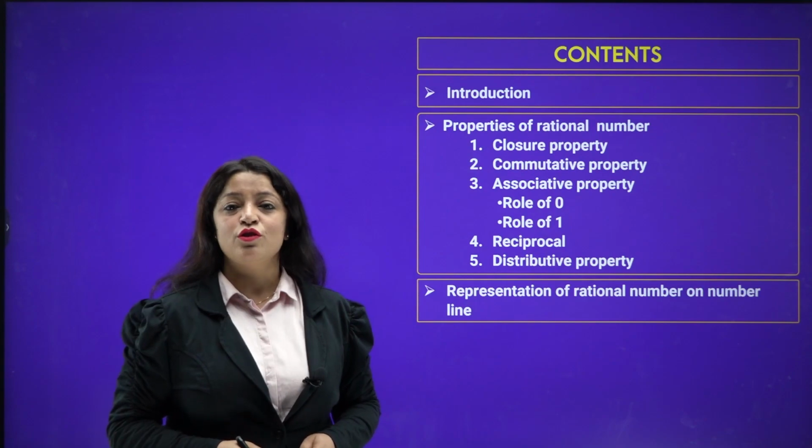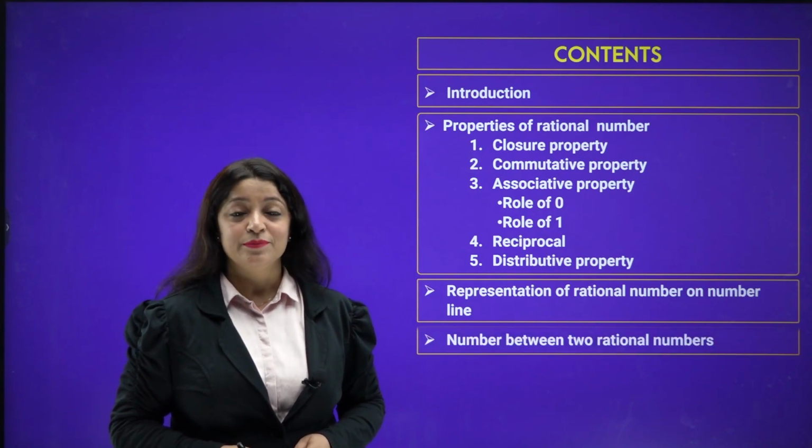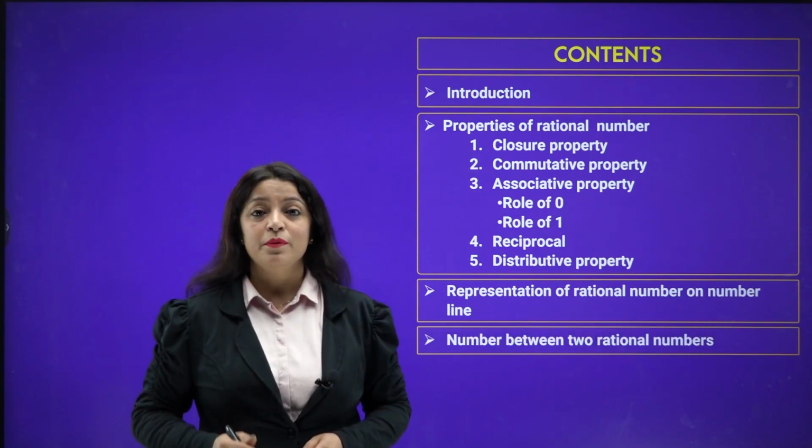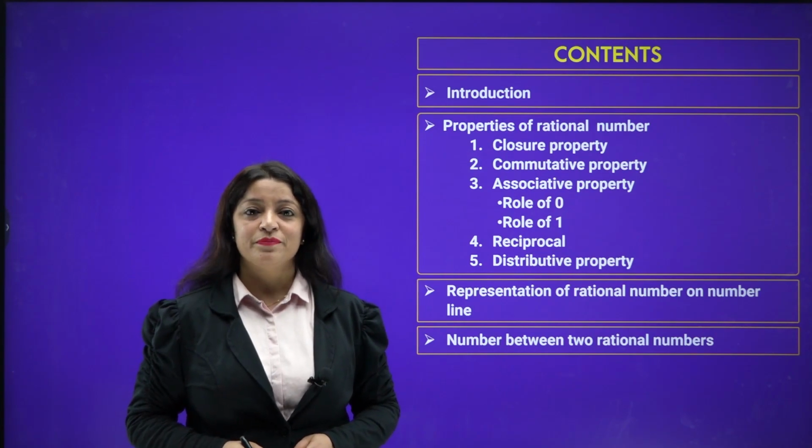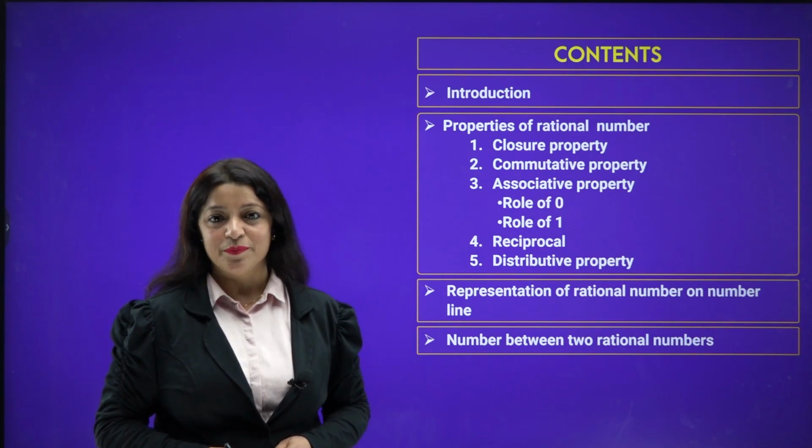Then representation of the rational number on a number line. Then we'll deal with numbers between two rational numbers. So now let us begin with the chapter.